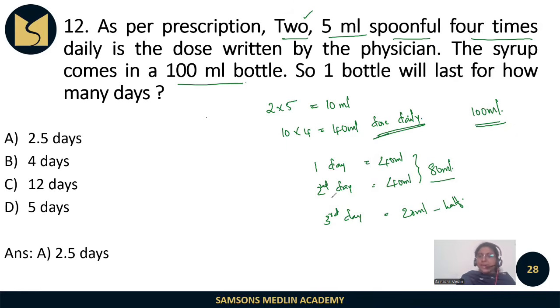So that is why the answer is 2.5. 20 ml is half of the 40 ml. That is why the first day and second day are complete, and for the third day, it is not a complete dose. It is half of the daily dose. That is why 2.5 days. Hope it is clear to you.